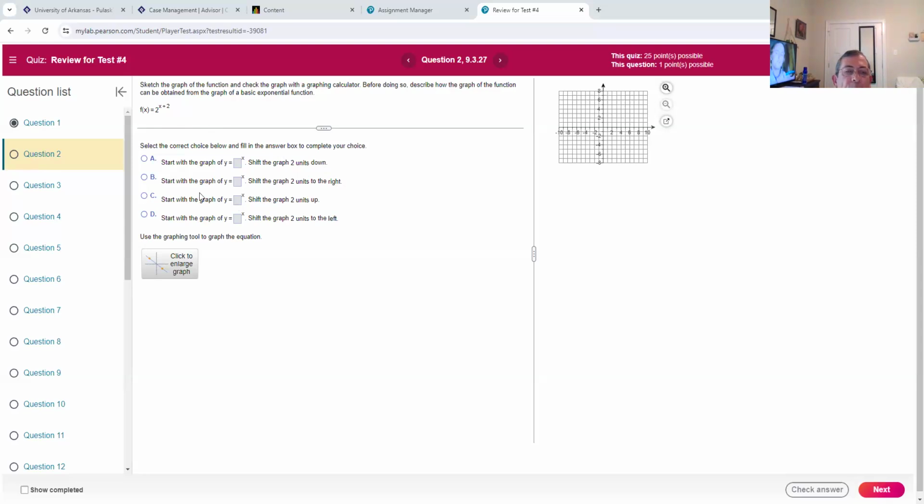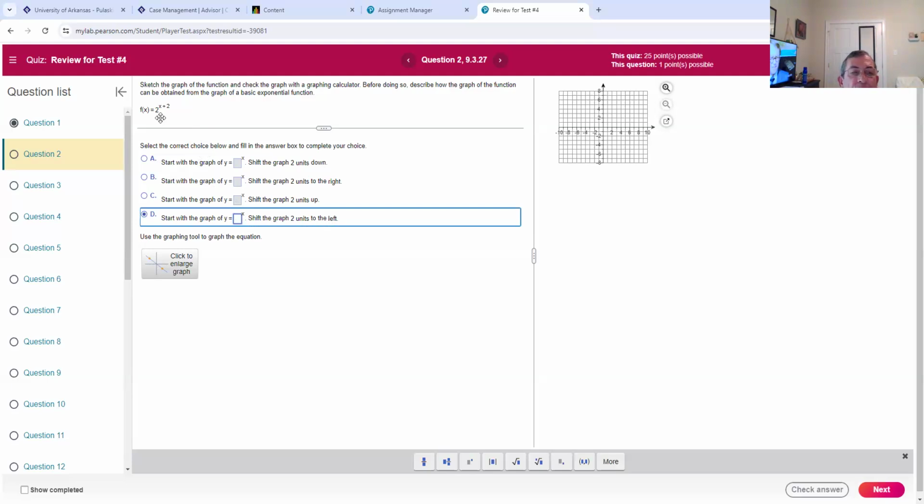Alrighty, y'all. So remember, if you're attacking the x, when you add to the exponent, it's going to actually move me left 2 units. So I'll come down here to D, because that's the one that says 2 units to the left. And my base is the 2 that's being raised to the exponent. So you start with the graph of 2 to the x, and then you shift it 2 units to the left. So it makes you check that, or it'll say next.